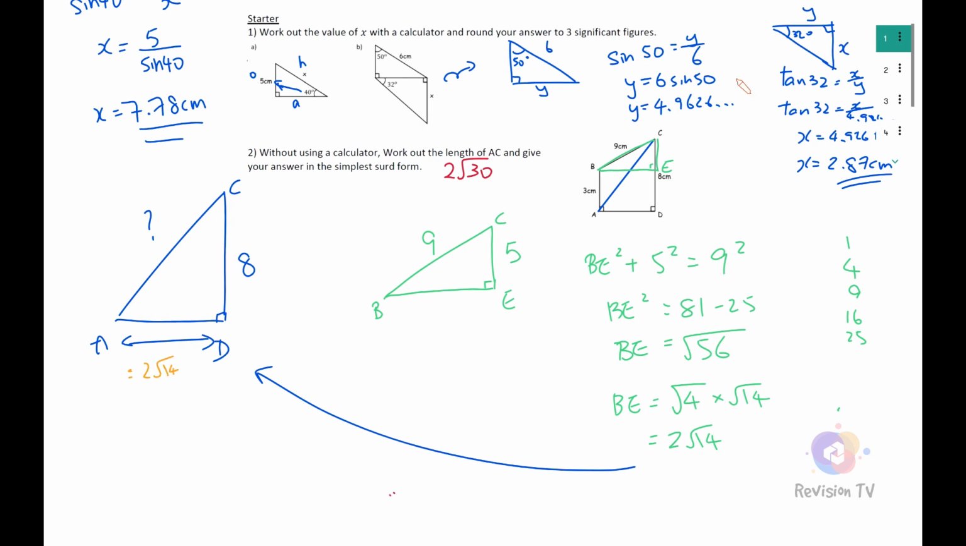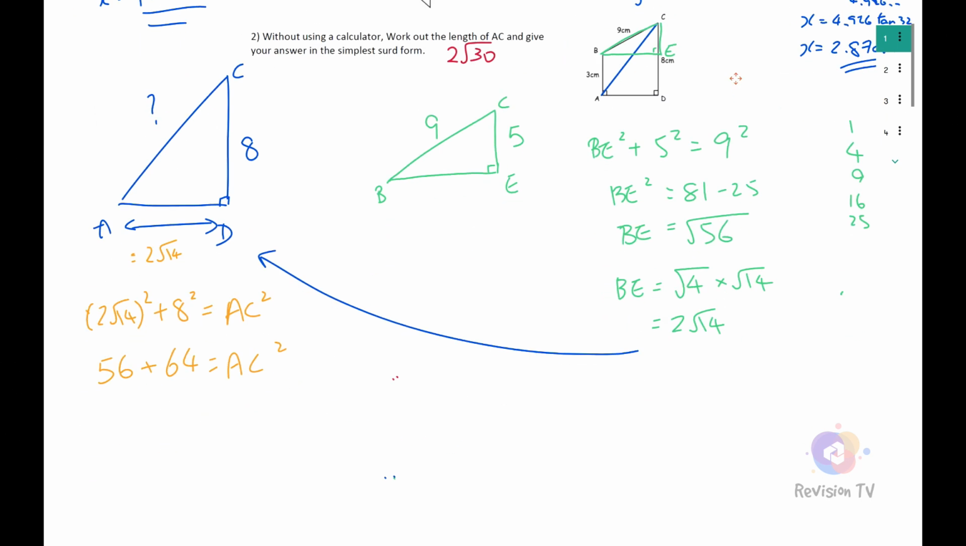So then we can use Pythag again. So this time, 2 root 14 squared plus 8 squared equals AC squared. 2 root 14 squared, you can do it manually, but we know squaring this will get 56. So that will give us 56 plus 8 squared. So that is 64 equals AC squared.